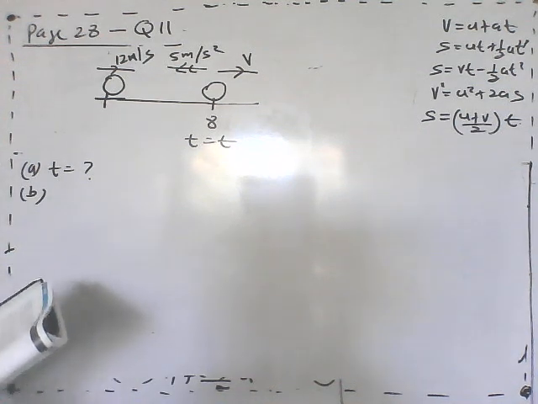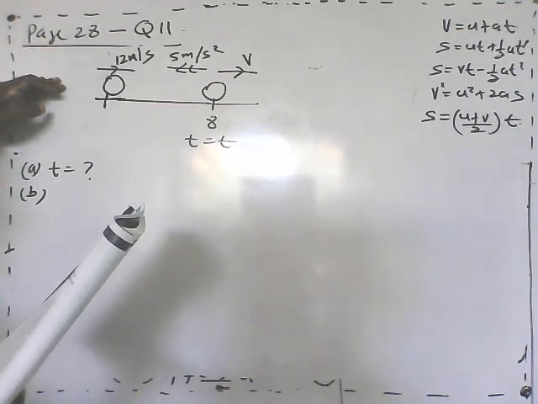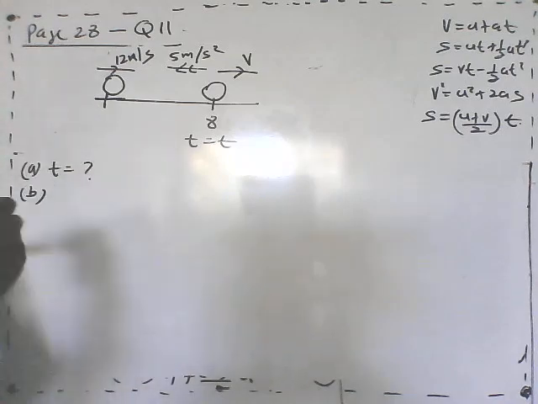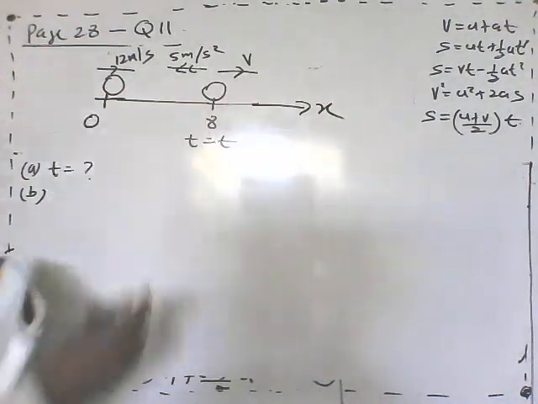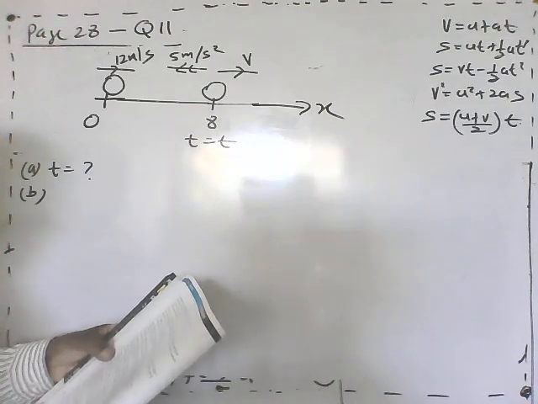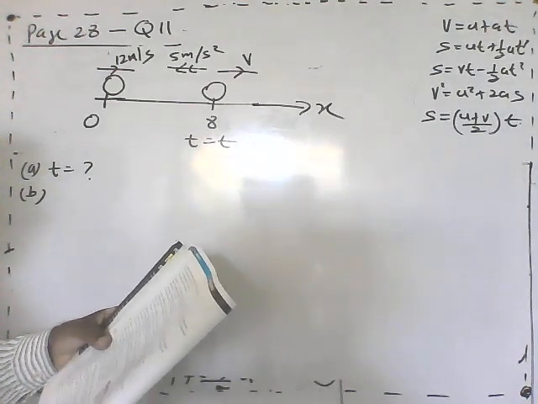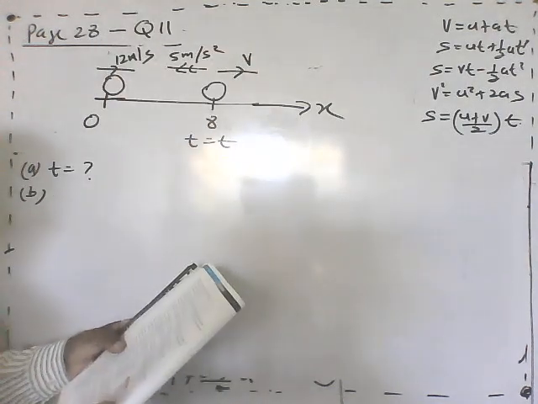Right, we will now attend the 11th question, which is on page 28. It says a particle is moving along the x-axis. So I have drawn the x-axis. On the x-axis with constant deceleration 5 meters per second squared. That I have put as a deceleration.